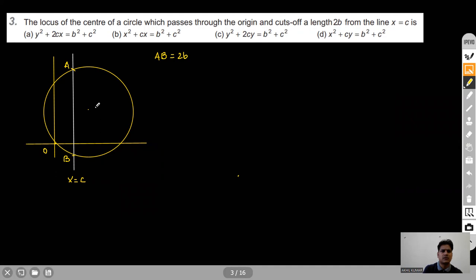So let me assume the equation of the circle. Suppose we have to find the locus of the center of this circle, so I'm taking it as C, and its coordinates as h comma k. Okay. Now I'm writing the equation for this circle, the general equation only. So it will be x square plus y square plus 2gx plus 2fy is equal to 0. c will not come here. Why? Because this circle is passing through origin. So c will be equal to 0 since it is passing through origin.